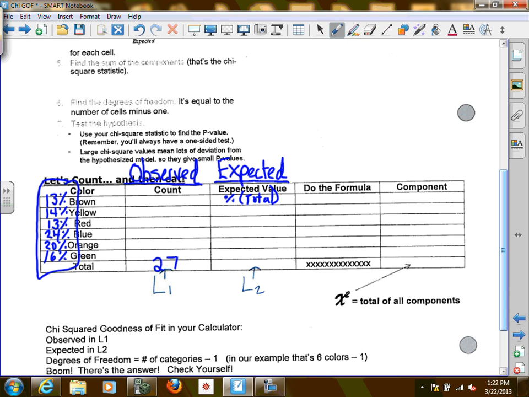Okay, so the claim is 13% brown, 14% yellow, 13% red, 24% blue, 20% orange, and 16% green. Which of those would give me the most worrisome amount that I need to check? Yeah, the lowest one. Okay, so let's check one of the 13% ones, brown and red. 13% of 27 gives me an expected value of 3.51.